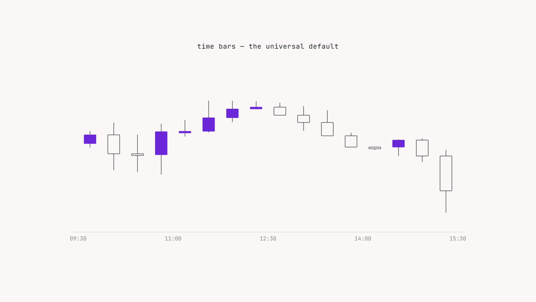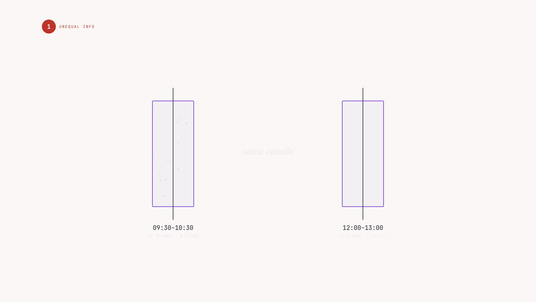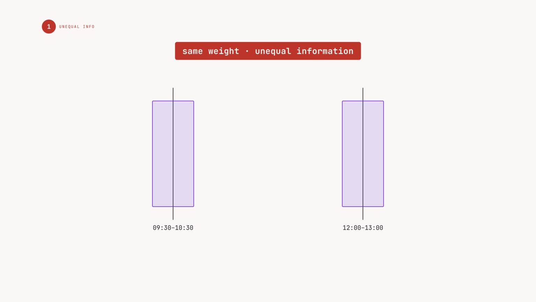1 candle every fixed interval of clock time. The problem is twofold. First, information doesn't arrive uniformly in time. The hour after the open and the dead hour at lunch get the same single candle, but one holds a flood of activity and the other holds almost nothing. You're giving equal weight to unequal information.